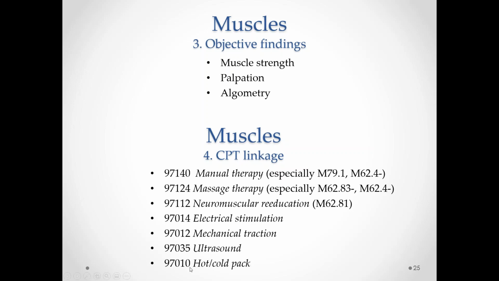And then I've listed 4 modality codes there that tie into soft tissue stuff, can help with spasm or soft tissue pain. So those are listed there as ones I think could be tied directly to an M62 or M79 diagnosis for muscle problems. Okay.